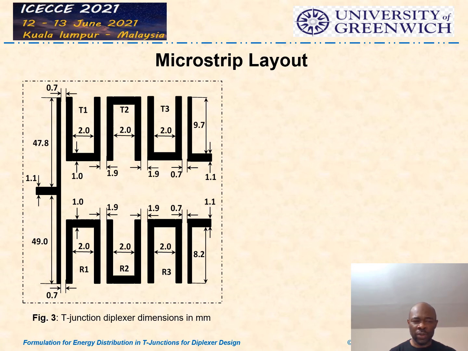But our main work is on the T junction. So how do we calculate to get 47.8 as the length of this microstrip line, and of course 49 as the length of this microstrip line? Just to be clear, there's no tuning done in this work. This work was not tuned. It was basically just by formulation, which we're going to present in a minute.